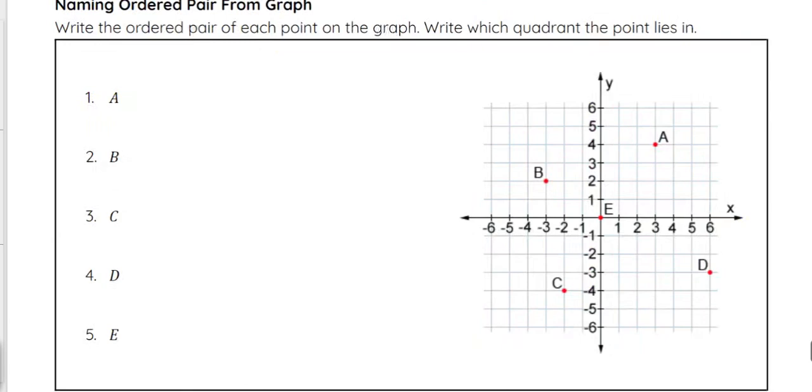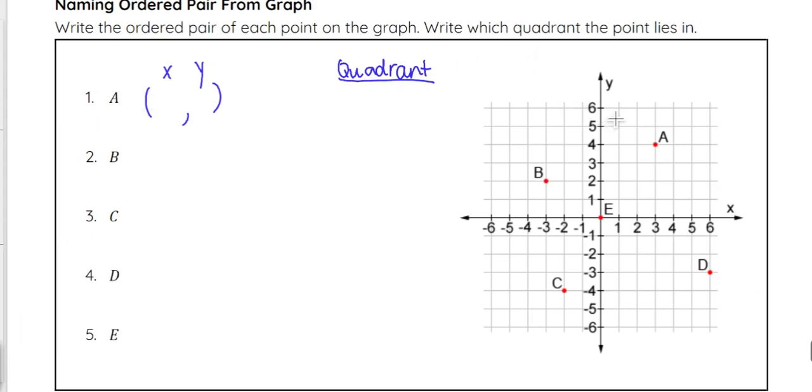So now we're going to go the other way around. We are given a graph this time with points A, B, C, D, and E, and we are going to write the ordered pair, which is written with a set of parentheses and a comma in between. Our first number is going to be our x-coordinate, and our second number is going to be our y-coordinate. And then we will also determine which quadrant the point lies in.